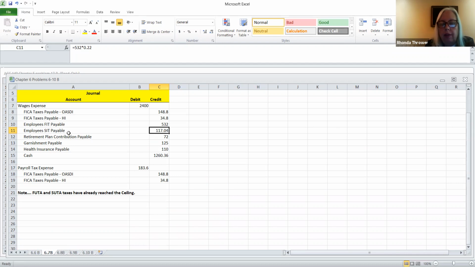We credit it because it is a liability. We are increasing our liabilities. To increase our liabilities, they go up on the credit side. This employee is also contributing to his 401k plan. They call this account retirement plan contribution payable, but this is for the 401k plan, and it's 3% of $2,400, which amounts to $72.